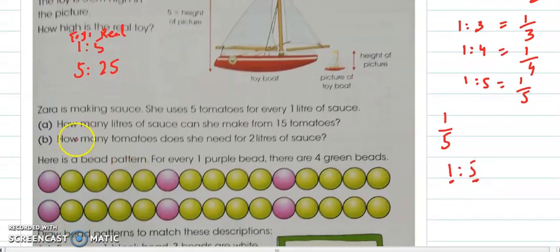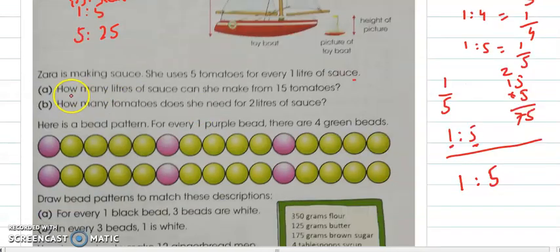Now the next is: Zara is making sauce. She uses 5 tomatoes for every 1 liter of sauce. I mean if she needs to make 1 liter of sauce, here I will write the volume of the sauce. For every 1 liter she is using 5 tomatoes, so it's 1 ratio 5. Now the question is how many liters of sauce can she make from 15 tomatoes?